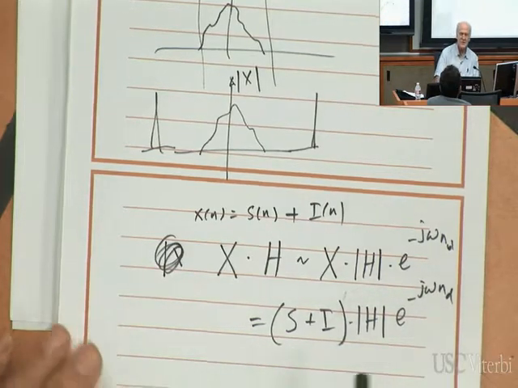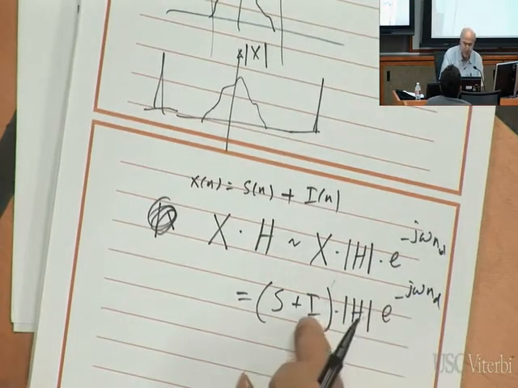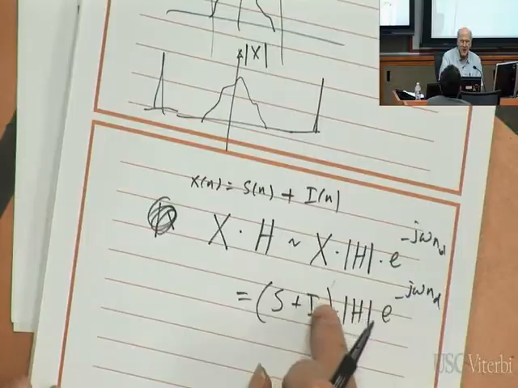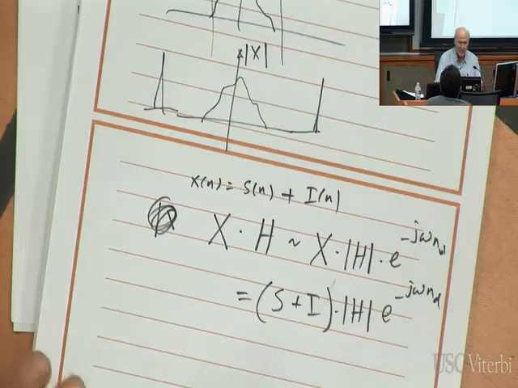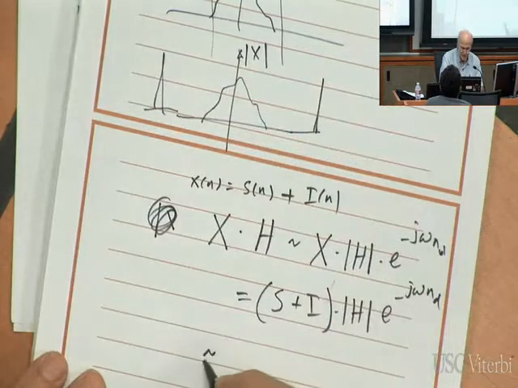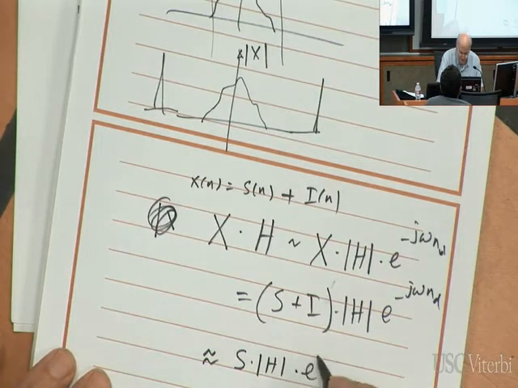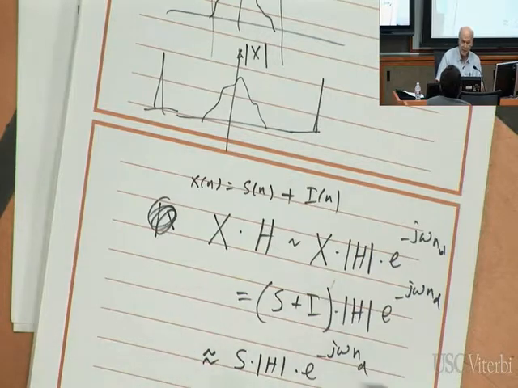And remember, we're assuming that the magnitude of h is approximately unity. And we assume that the DTFT of i is non-zero outside of the passband of our filter. So guess what that's going to be, to a good approximation? S times the magnitude of h times e to the minus j omega n sub d. What happened to i? It got wiped out.